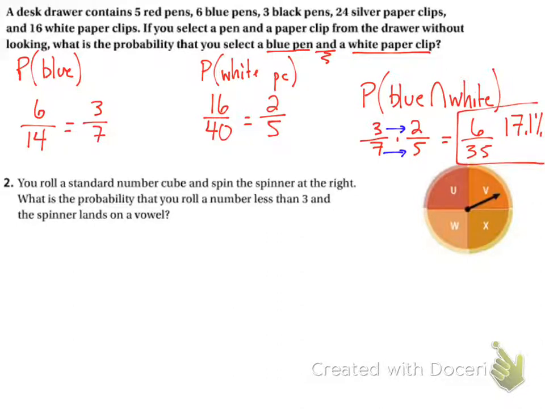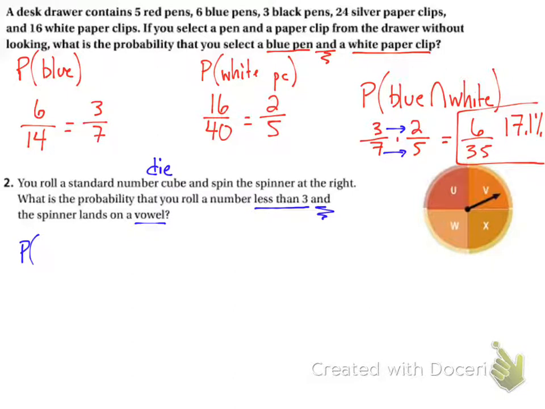So either of those would end up working. With the second problem right below that, we're rolling a standard number cube, a 6-sided die, and then spinning the spinner on the right-hand side. I want to find the probability that we roll a number less than 3. Again, it's AND, so I know I'm using my AND formula. And then it lands on a vowel on the spinner.